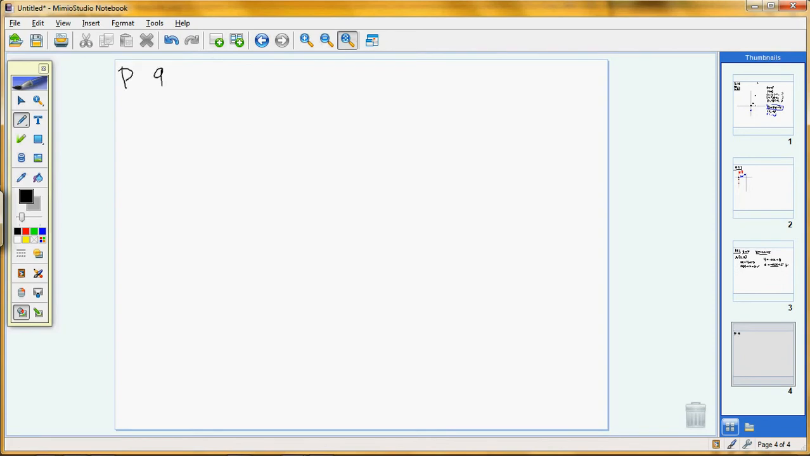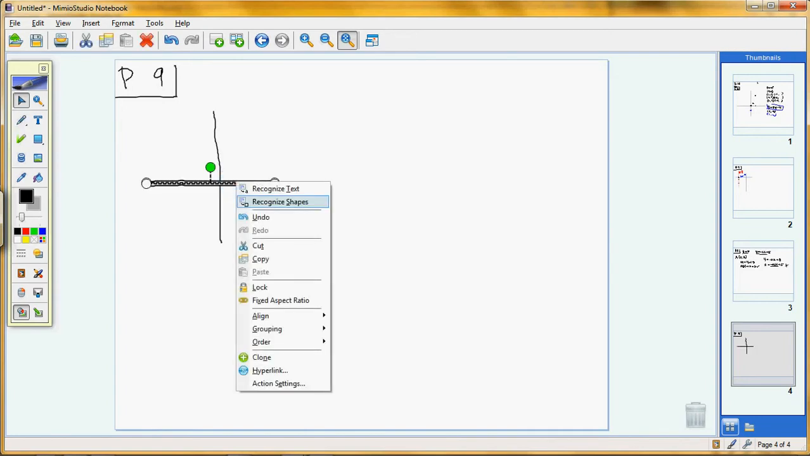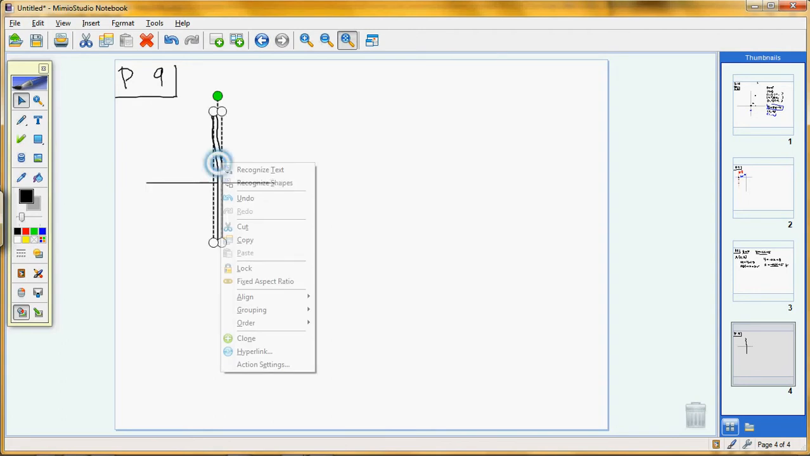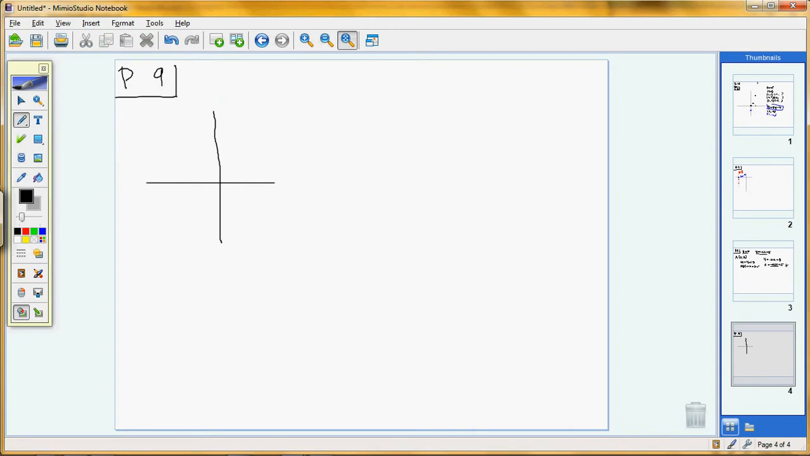Problem number 9. This is the last problem of this packet. Look at the graphs of the equations. Match each graph with its equation.